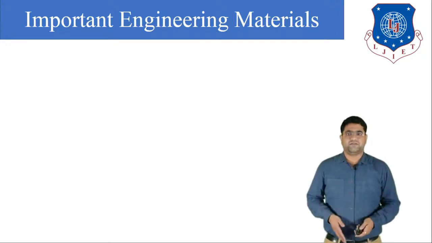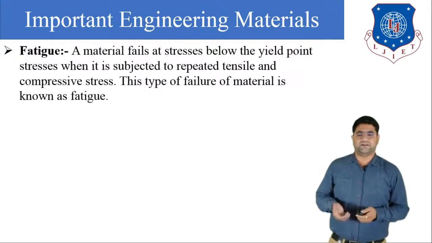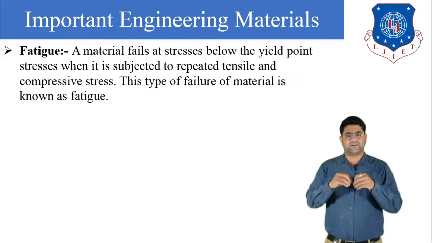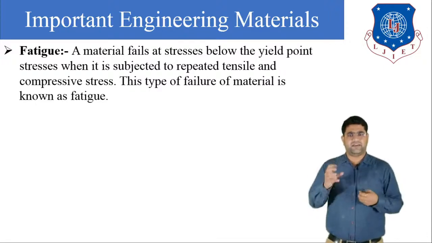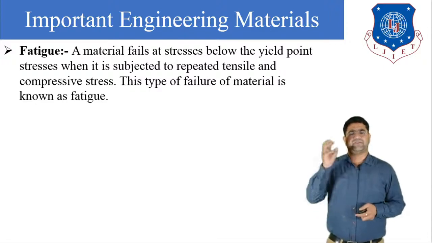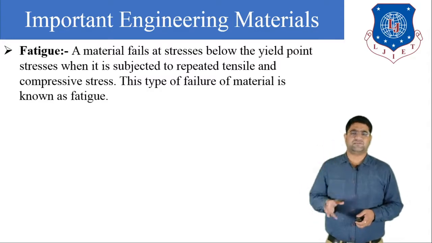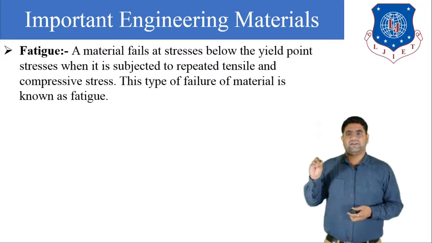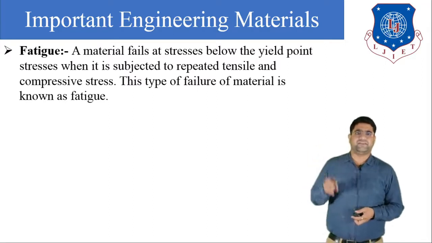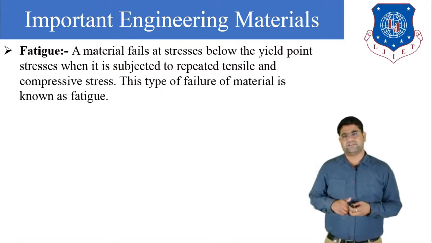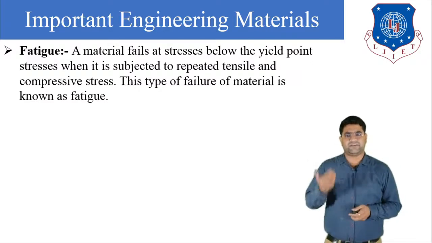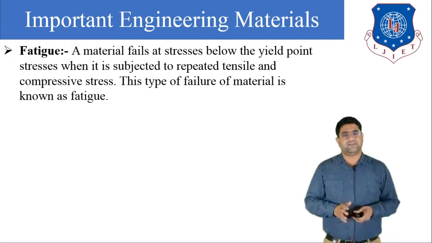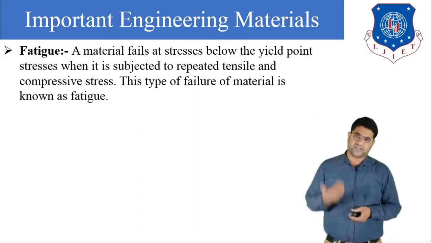Now our next property is the fatigue. What is the meaning of fatigue? When we apply continuous compression and continuous tension over an element, then after a certain time the failure of the element occurs. That is known as fatigue failure. So in fatigue, a material fails at a stress below the yield point stress when it is subjected to repeated tensile and compressive stress. This type of material failure is known as fatigue or fatigue failure.